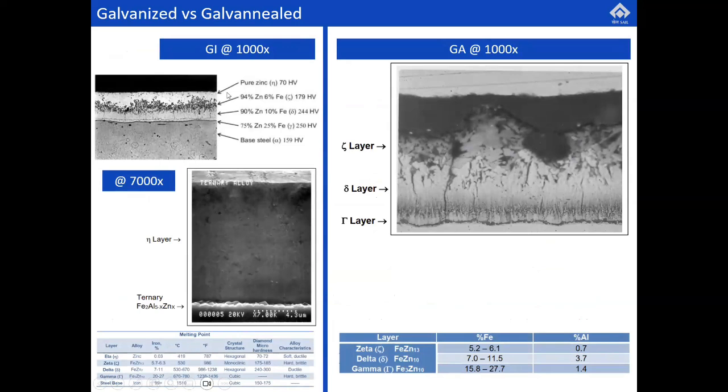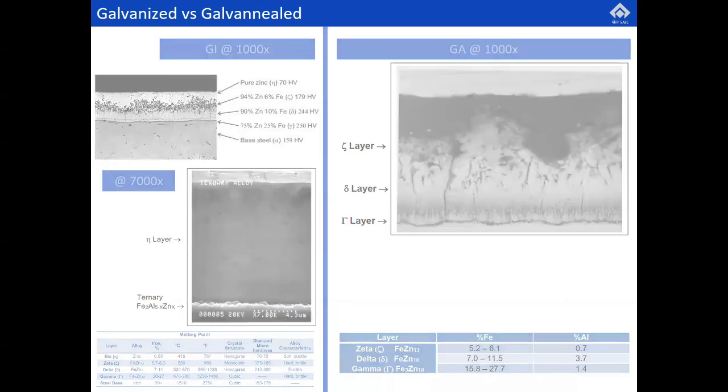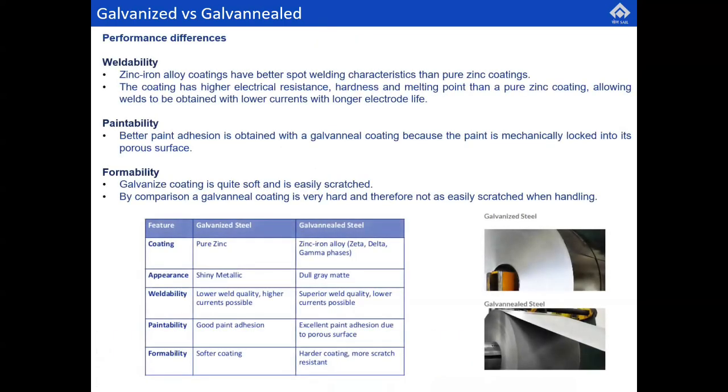As shown in this picture, this is a GI, a normal galvanized iron coil. And these are the three different layers, the zeta, delta, and gamma layers, with varying percentages of iron. So the iron diffuses due to the reheating after the strip has passed the zinc pot. It gives a more matte sort of finish, but it improves the corrosion resistance and also improves the alloying of the zinc with iron.